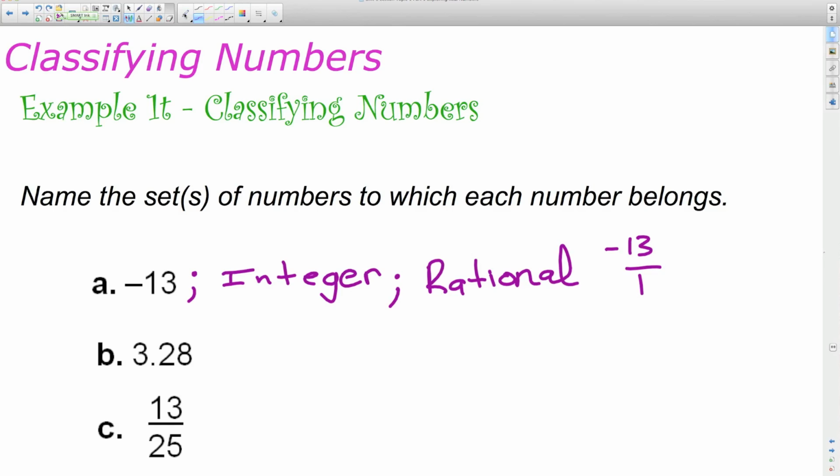Now part B here is positive 3.28. And positive 3.28, that's just a rational number, because natural numbers do not have fractional parts, whole numbers do not have fractional parts, and integers do not have fractional parts. Rational numbers are any number that can be expressed as a fraction a over b. Well, here we'll be able to take this decimal. You might be thinking, well, there's no fraction there. Well, really there is. A decimal can be expressed as a fraction. So this thing's going to be rational.